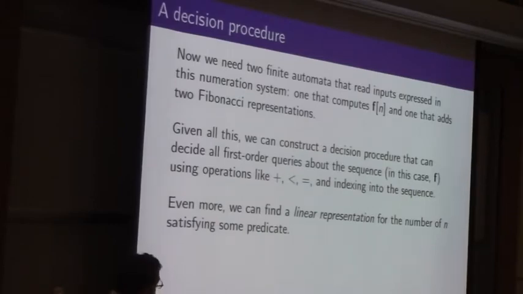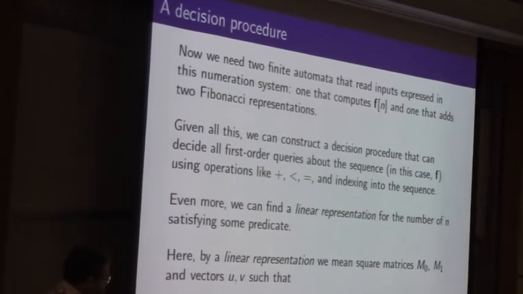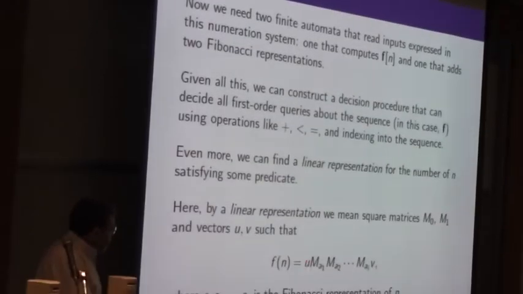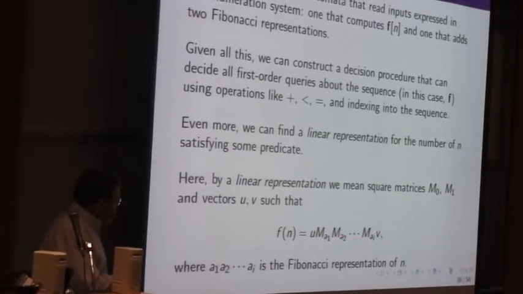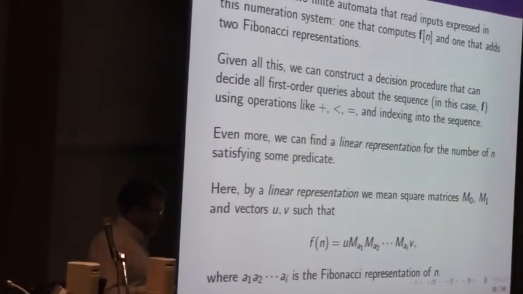Even more, we can find something called a linear representation for the number of such n. What is a linear representation? It is a product of matrices with a vector on the front and the end, and these particular matrices correspond to the Fibonacci representation of the number n.